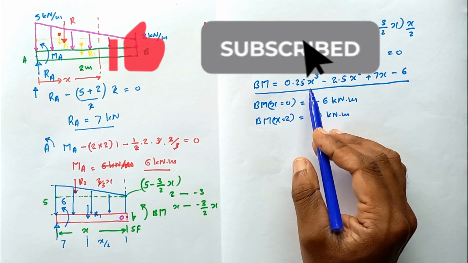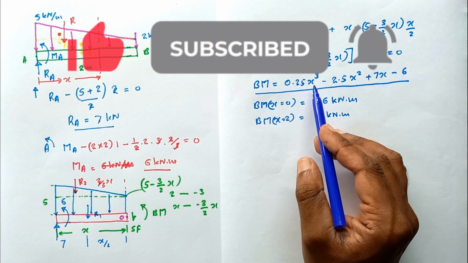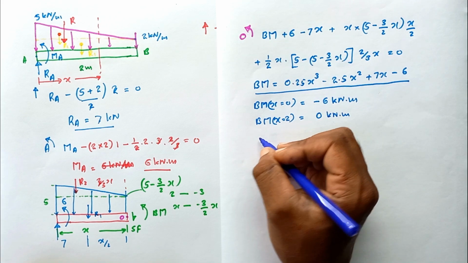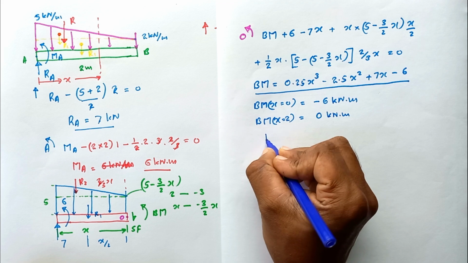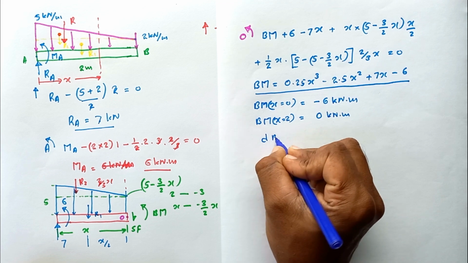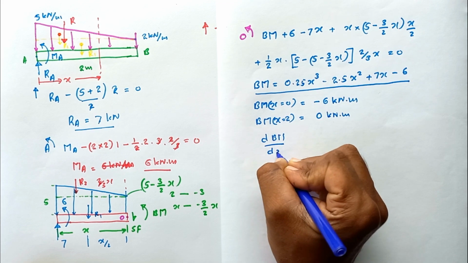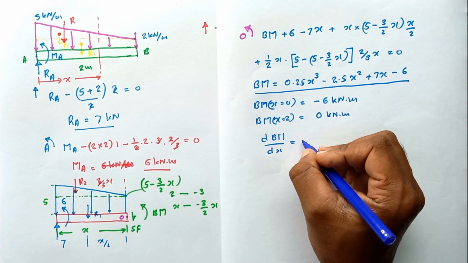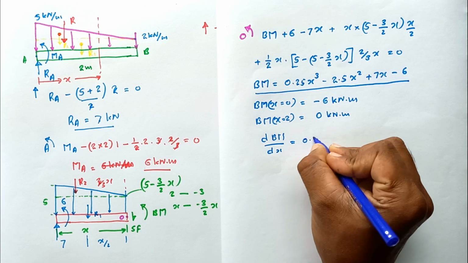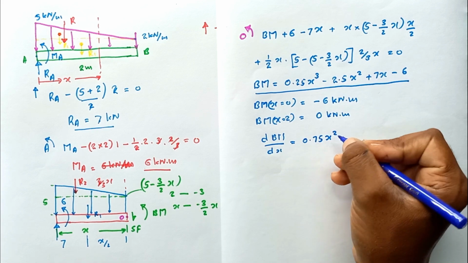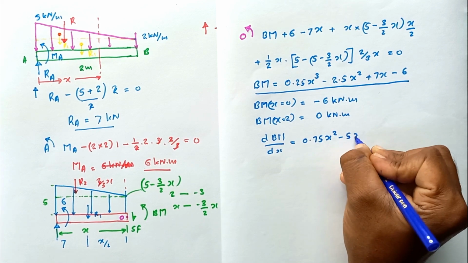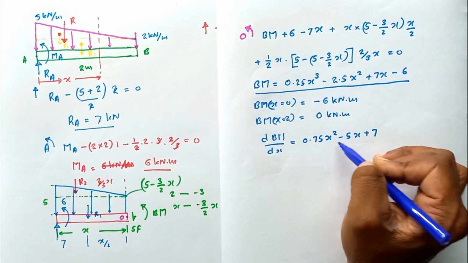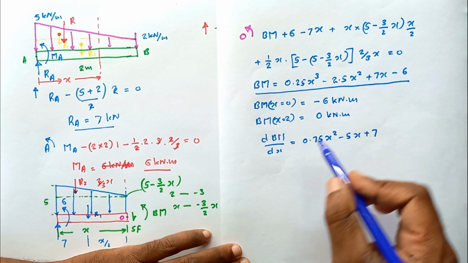And also you can see it's a cubic function. So here we are going to calculate the maximum and minimum points. If we differentiate the bending moment equation with respect to x, we get the shear force equation, which is equal to 0.75x² minus 5x plus 7. At the maximum or minimum, this expression should equal 0.